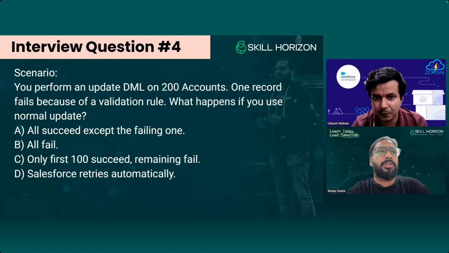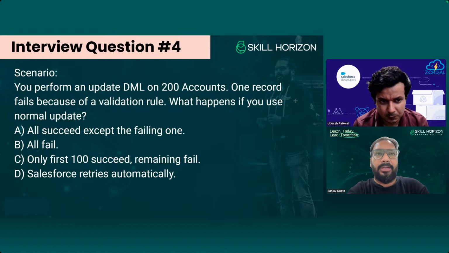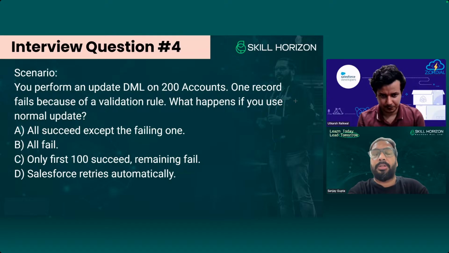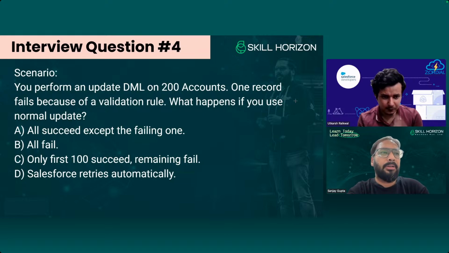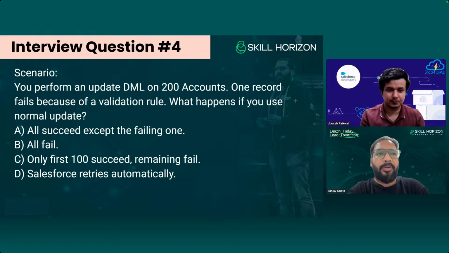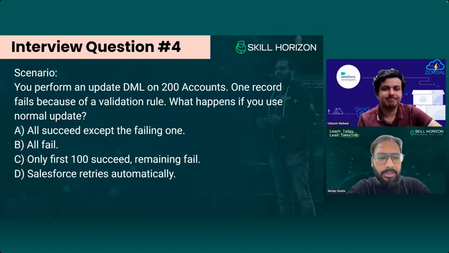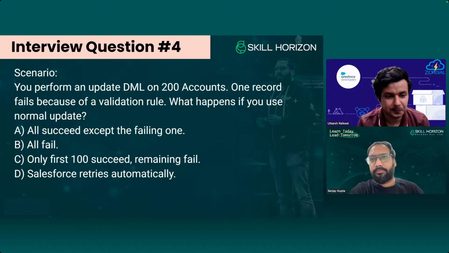Question number 4 says you perform an update DML on 200 records. One record fails because of a validation rule. What happens if you use normal update? Normal update means you are using the DML statement, you are not using Database.insert, no, sorry, Database.update. You are using the normal update DML. Options: all succeed except the failing one; all fail; only first 100 succeed, remaining fail; Salesforce retries automatically. What do you think about this?